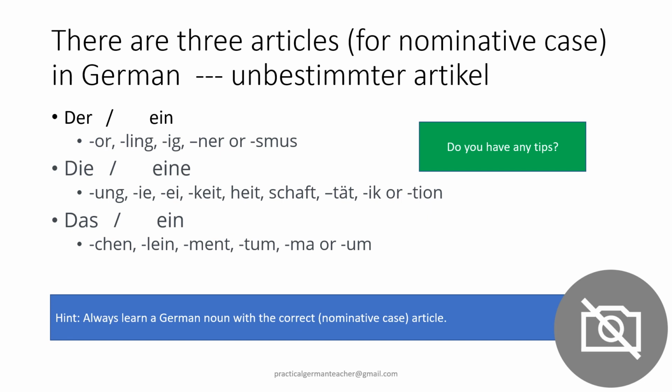So, ein is the indefinite article for masculine nouns. Eine is the indefinite article for feminine nouns. Ein is the indefinite article for neutral nouns. By the way, indefinite articles are referred to as unbestimmte Artikel in the German language. Please remember, there is no indefinite article in the German language for plural nouns.